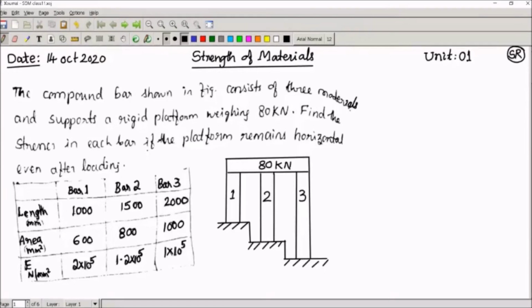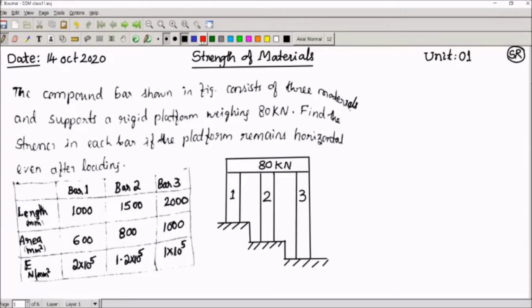Now this is another type of problem where there are three parallel members which are of different materials. You can see the table. E is different for the three portions. We have E values for all the three materials. They are all parallel and they are vertical. Each member has a different length and there is a weight of 80 kilonewton on a platform which is kept on all the three members. And the question statement says: find the stresses in each bar if the platform remains horizontal even after loading. That is the question.